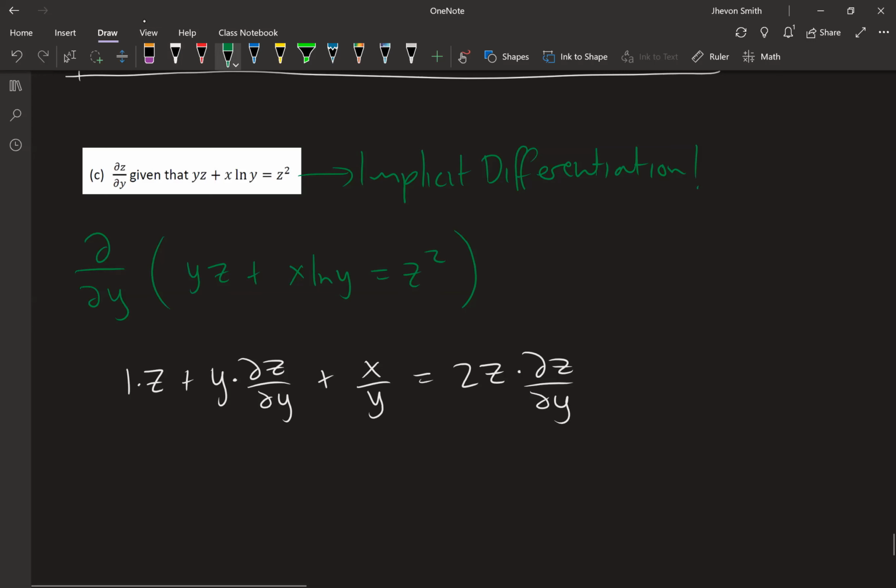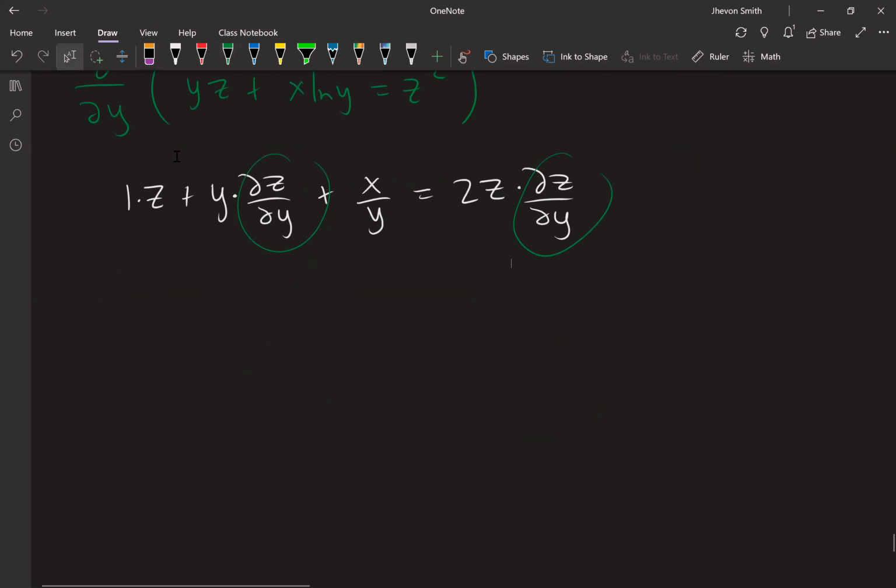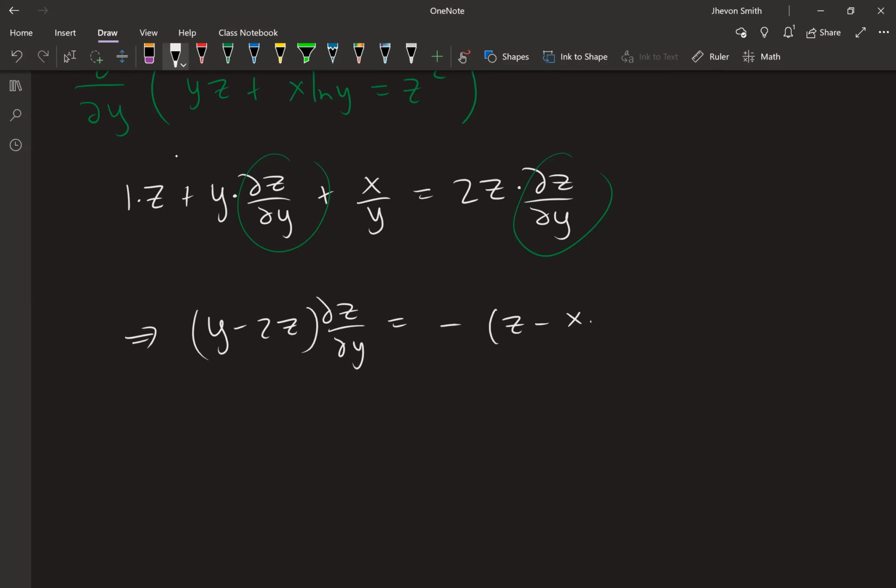And now you just want to solve for this guy. So that is going to be y minus 2z times the partial of z, partial of y, equals, now I'd move them to the other side. So this is minus z minus x over y. Plus.